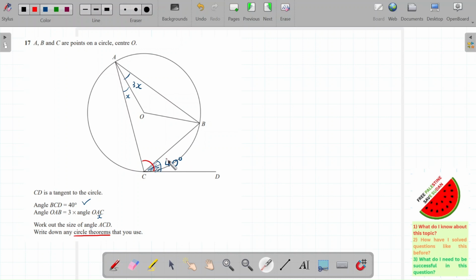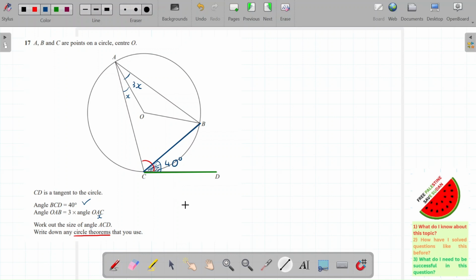But also you have the alternate segment theorem, so an angle between a tangent and a chord. So we can see that this line here, CD, as mentioned in the question as well, is a tangent, and this line here, BC or CB, is a chord. So the angle between a tangent and a chord is equal to the angle in the alternate segment.